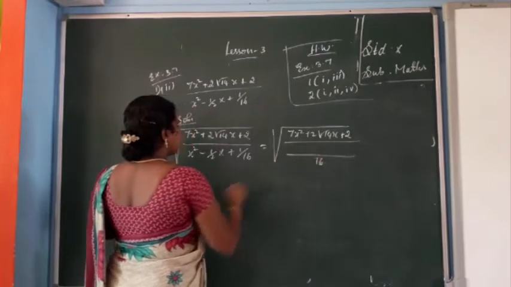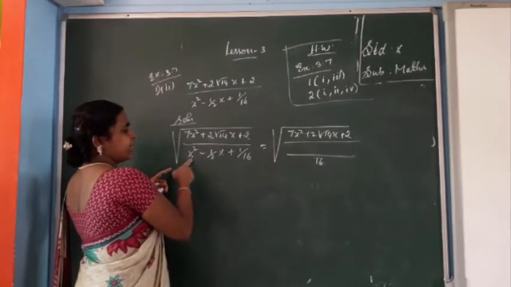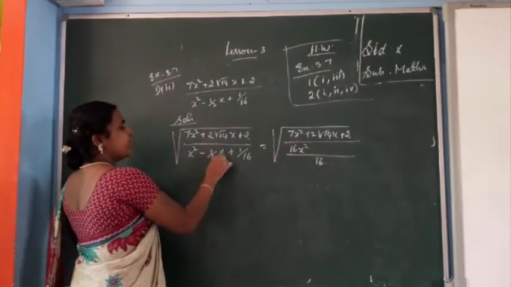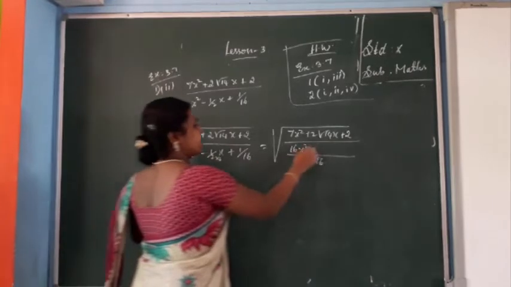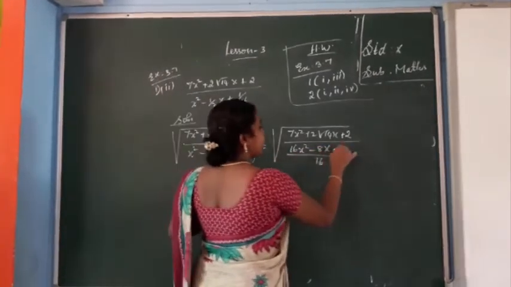Then what do you get? X square. So 16 is the LCM, nothing in the denominator, so 16x square. Here 2 is there, 2 8s are 16, so 1 into 8 is 8, so 8x. Here 16 is already there, so the numerator has no change, 1.